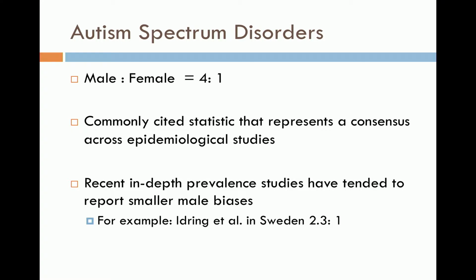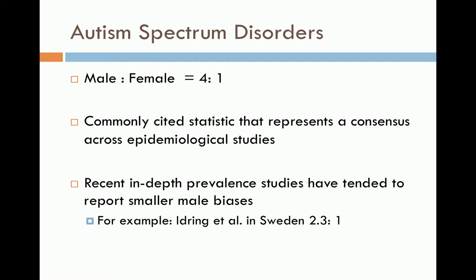Okay, so what do we know about autism spectrum disorders? When classic autism was first described, what was always shown was a higher male to female ratio. And the ratio basically always given is about 4:1. This is the most commonly cited statistic, and it represents a kind of consensus. Some say 3:1, but it's roughly about 4:1, and that's how you pass your exam, so to speak.